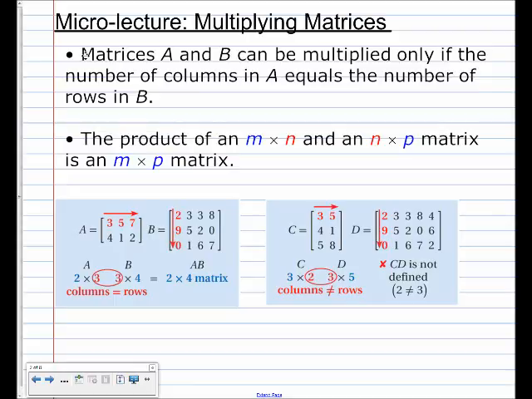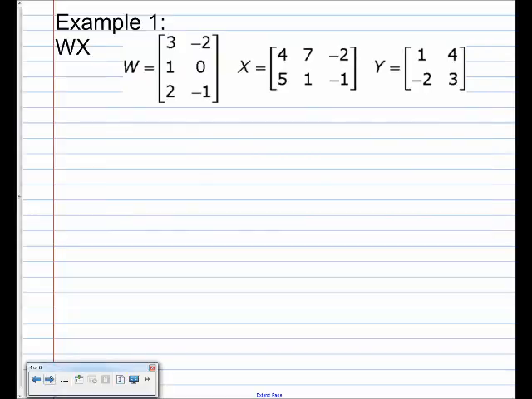All right? So I'm going to skip these slides, and I'm just going to go to the first example to explain how we're going to multiply matrices. Now, the way we're going to do this is we're going to multiply the rows of the first matrix times the columns of the second matrix. I'm going to repeat that. We're going to multiply the rows of the first matrix times the columns of the second matrix, okay?